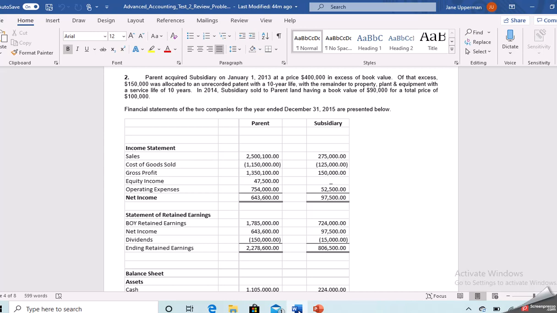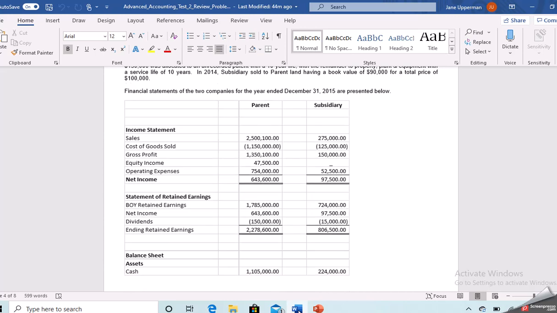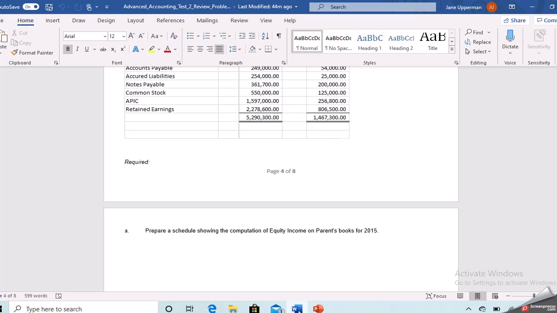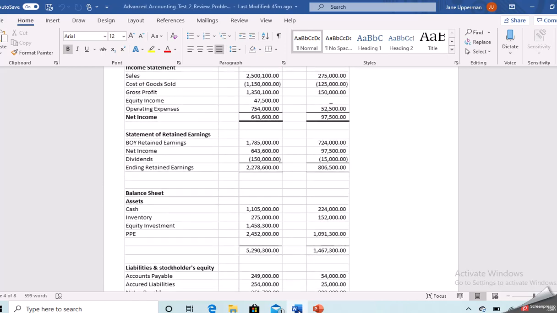Then in 2014, the subsidiary sold the parent land that had a book value of $90,000 for a price of $100,000. So land we know does not depreciate, so we can eyeball that quickly to say, okay, if it was on their books for $90,000 and they sold it for $100,000 in 2014, they would have a $10,000 gain. And then that gain is going to be deferred because they can't actually record that until it's sold to an outside party.